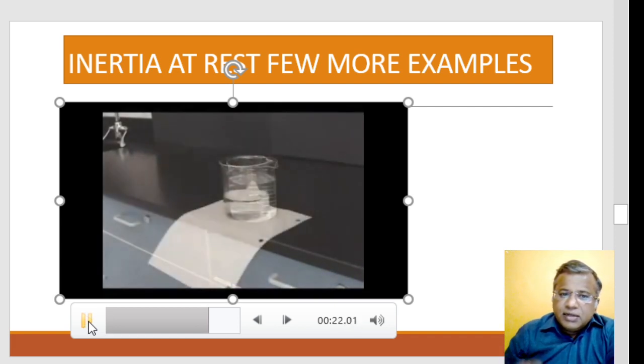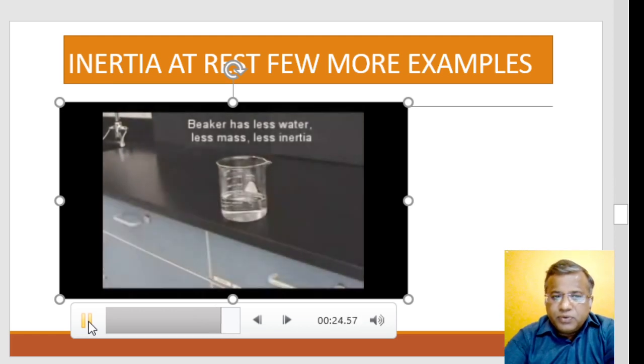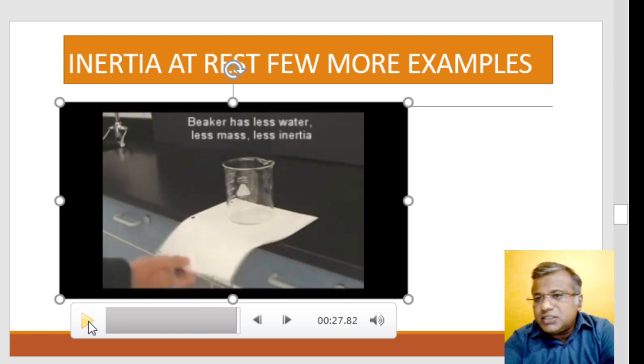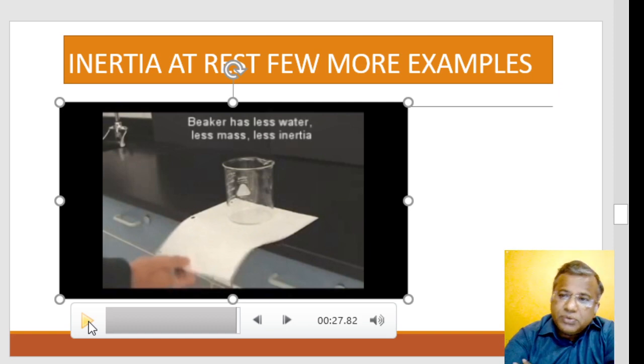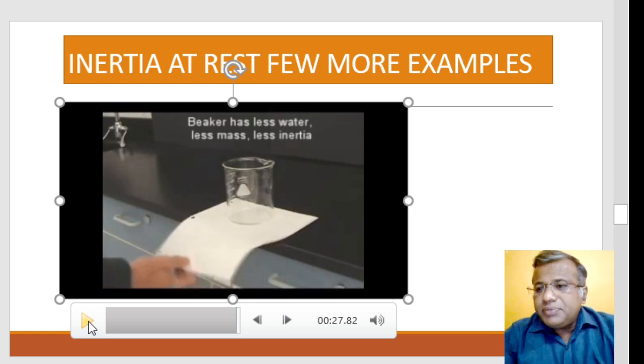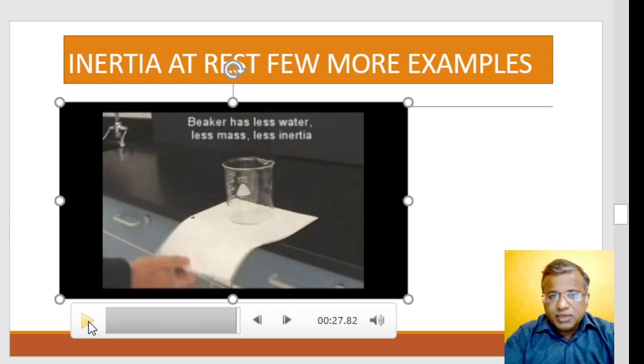And here also, even though I'm trying to remove this paper over here, it is still trying to maintain the state of rest. The beaker tries to maintain the state of rest. It has heavier mass. The heavier the mass, the more difficult it will be to make it move. And it is in a state of which one? Rest, right? So these are a few examples which you can actually try also, where you can see that when an object is just moved, it maintains its state of rest. These are the examples of the inertia of rest.